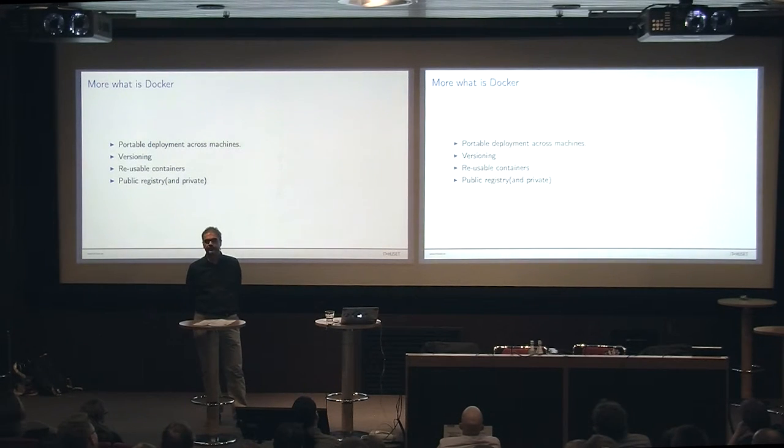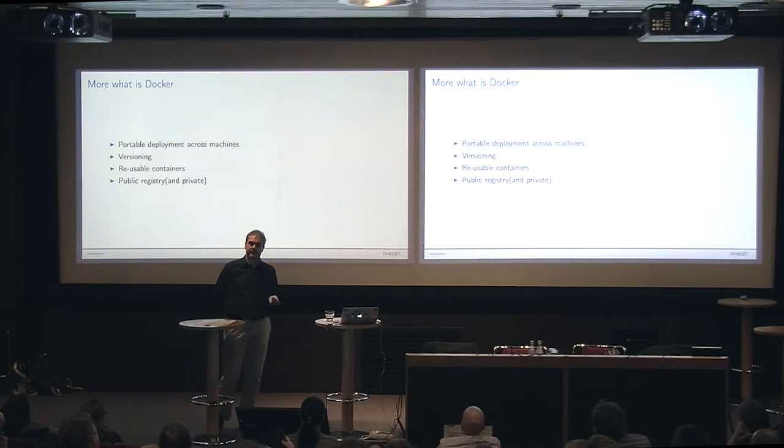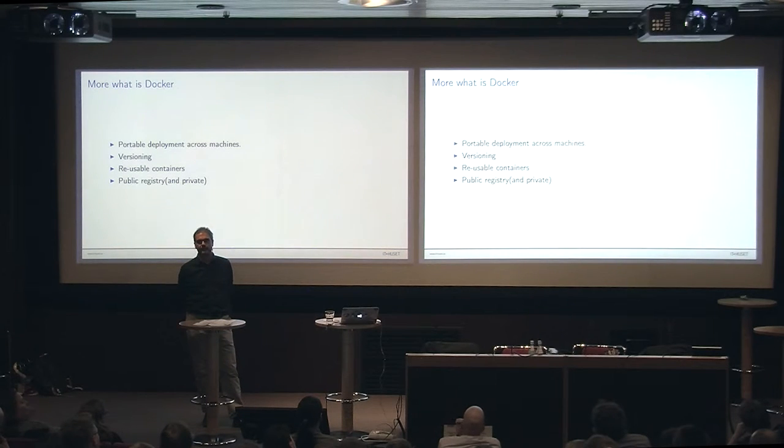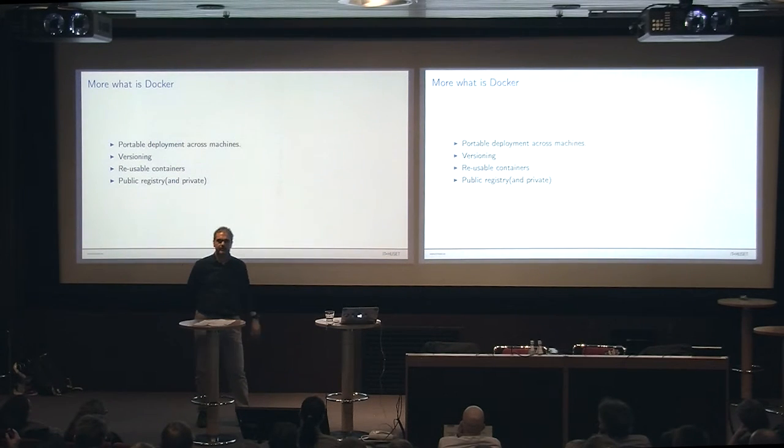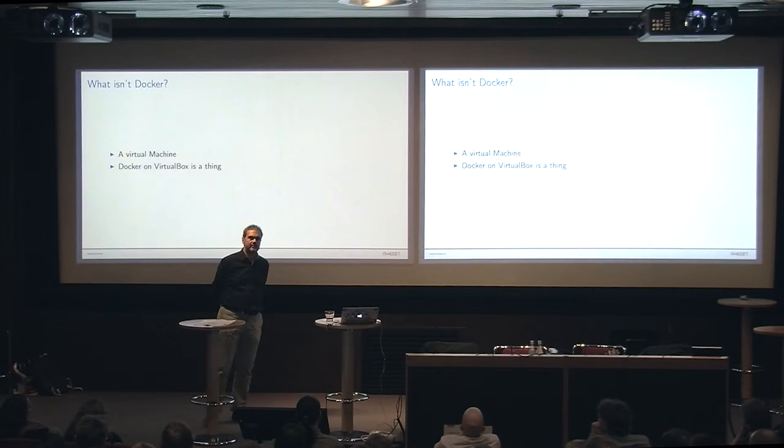Also, what we get with Docker is that it's portable across machines, at least if you're using Linux operating systems. You also have versioning, and that's a little bit like Git. We can version slices and refer to them with hashes, just like you can refer to commits in Git. So you can also use reusable containers, so you can base your work on other containers. This is very important because you also have a public registry where you have lots of containers already made for you that you can base your own work on. Okay, so that's a lot of things that Docker is.